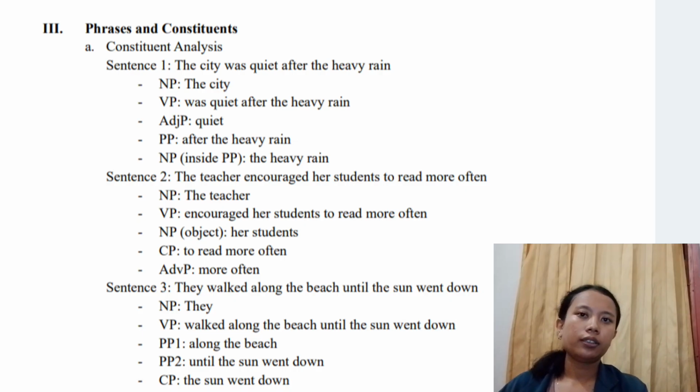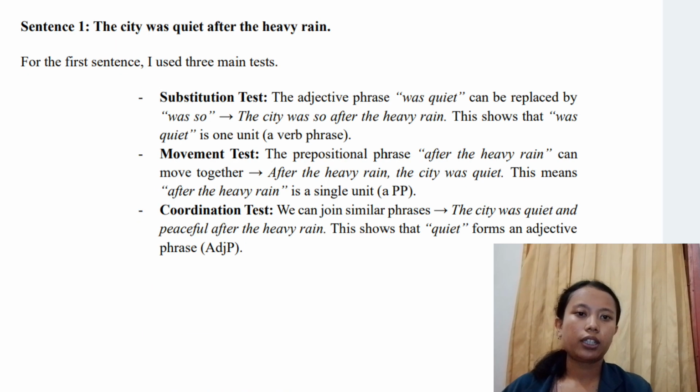And the fourth one is the constituency test. In this part, I used the constituency test to make sure my analysis of phrases was correct. Simply said, these tests help us find out which words in a sentence belong together as one unit or phrase. And there are several kinds of tests such as substitution, movement, coordination, and clefting. Let me explain them in simple words and examples.